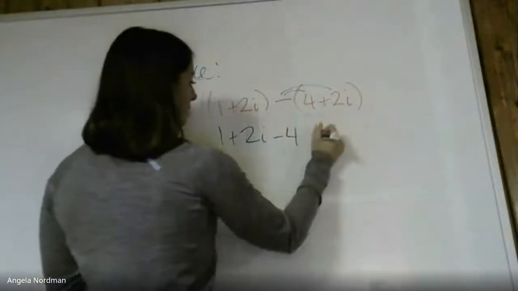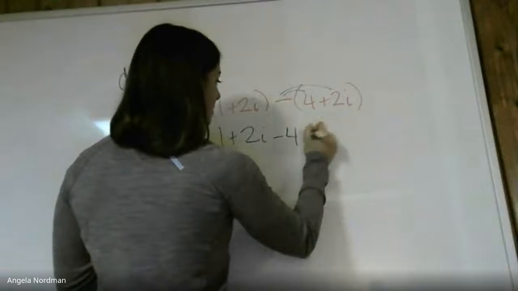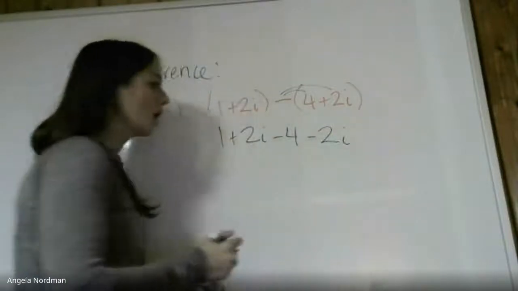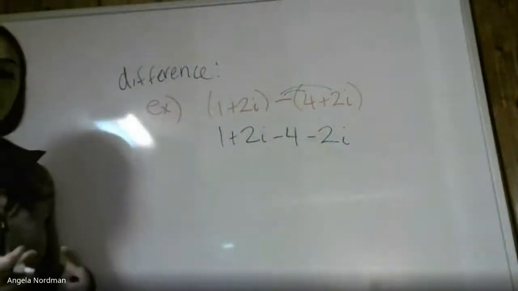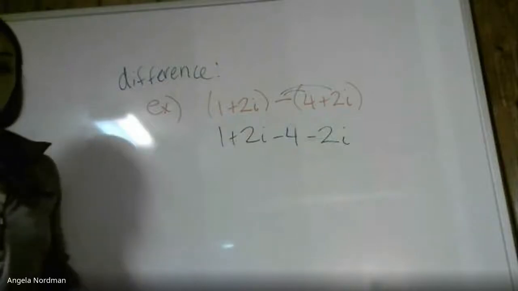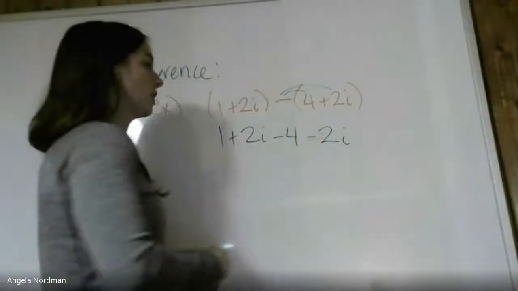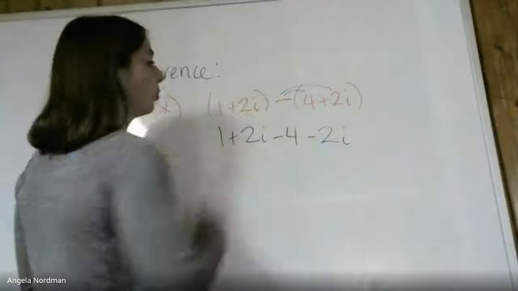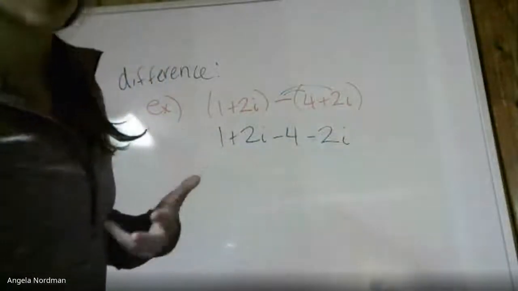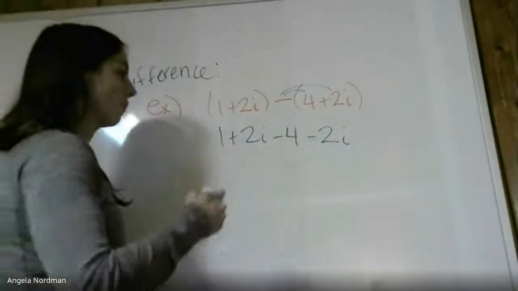A negative times a positive 2i is going to be a negative 2i. Once I've distributed that negative, now I'm good. I don't have to keep doing anything else. It's just important that I apply this subtraction to both of these. So by distributing it, that's kind of an easy way to make sure I do that.